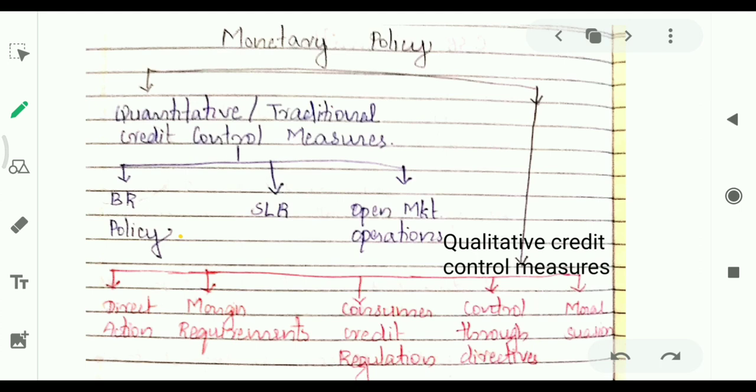Then comes the consumer credit regulation. It also originated in the USA. It seeks to control consumer credit through controlling the hire purchase and installment system, which is used in the sales of consumer goods or consumer durable goods. So here the central bank fixes the down payment, the number of installments to be paid by the purchaser, as well as the maximum number of installments payable by the purchaser.